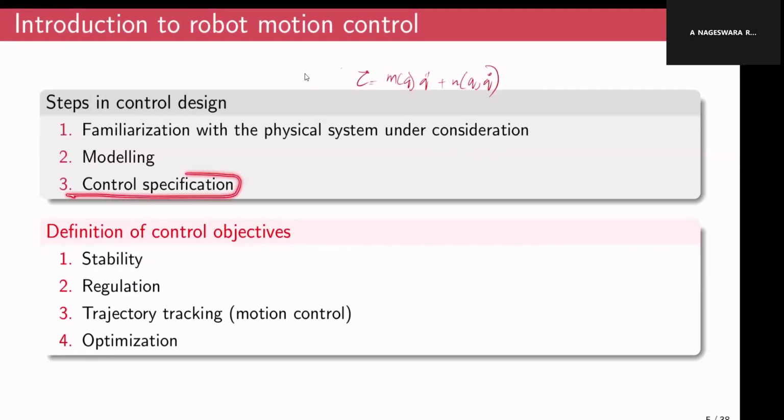And then we would also need to specify, what do we expect from a motion controller, right? How fast should the controller react? What should be the steady state error? All these things come under controller specification.